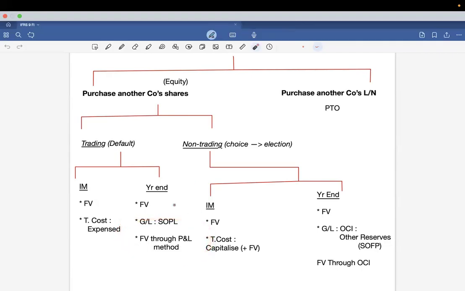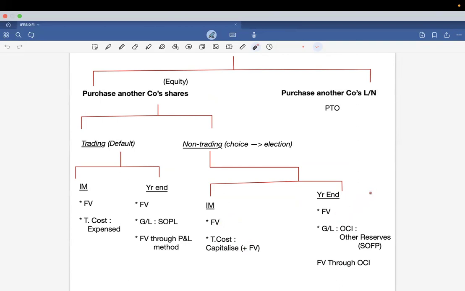Now, the non-trading means you're keeping it so that you can get money from it, right? So the initial measurement is same as any other asset. You're going to take the fair value for it. You're going to add the transaction cost. That means capitalize the transaction cost. Understood?